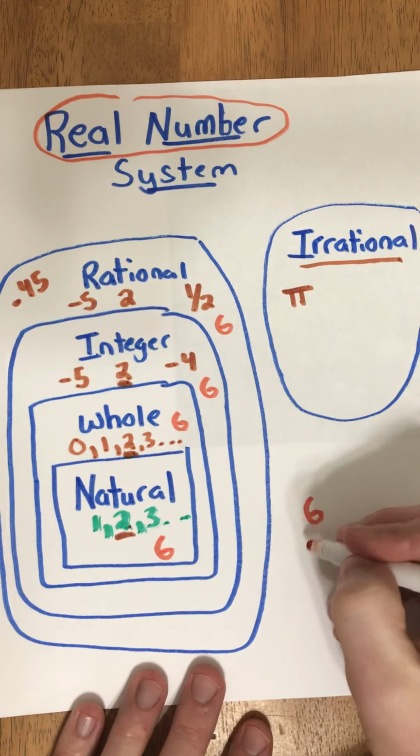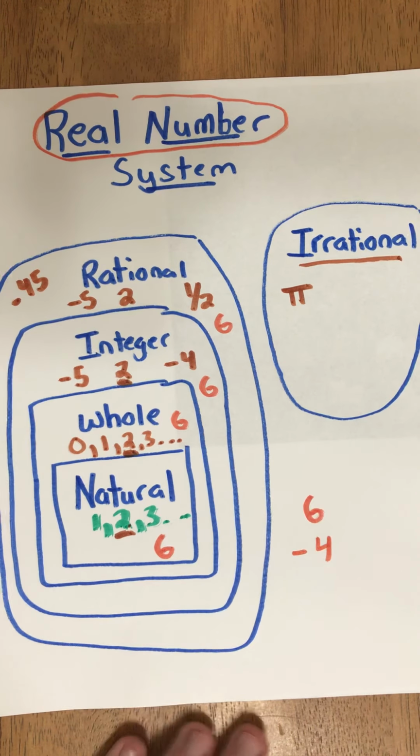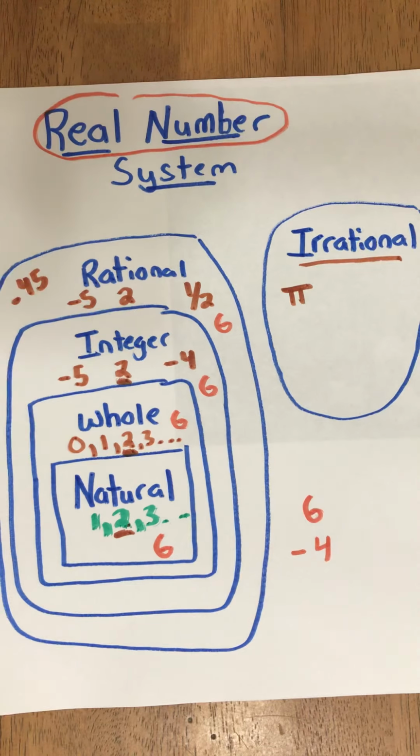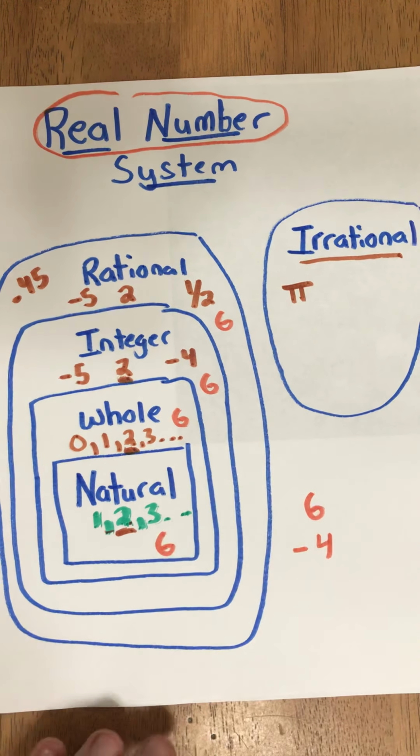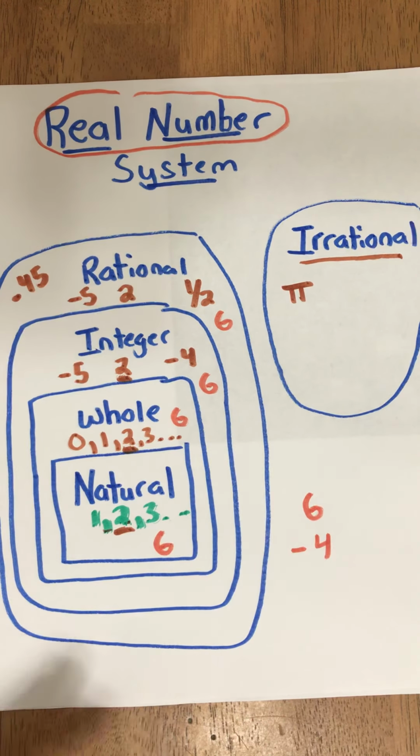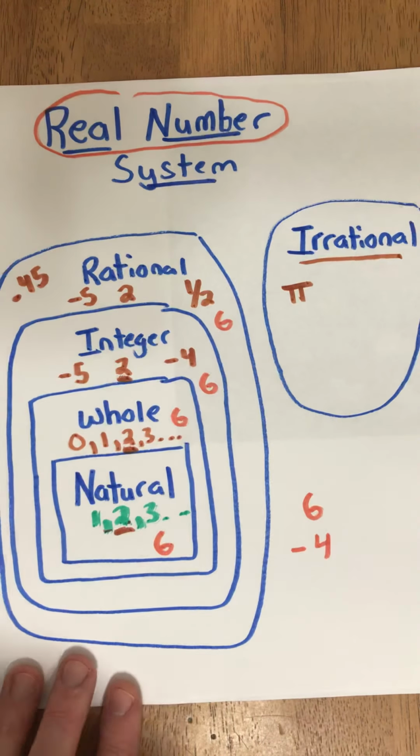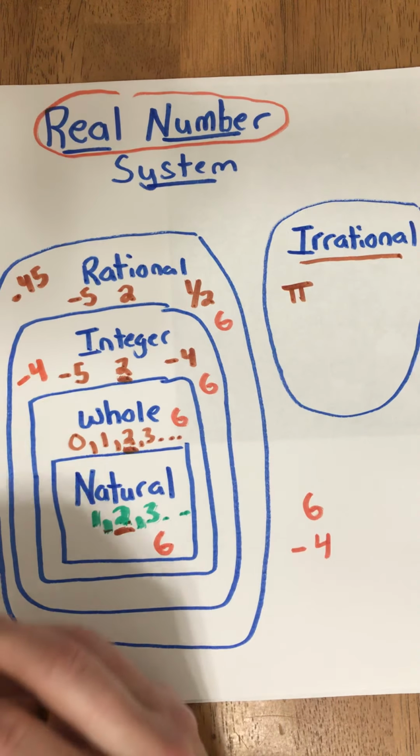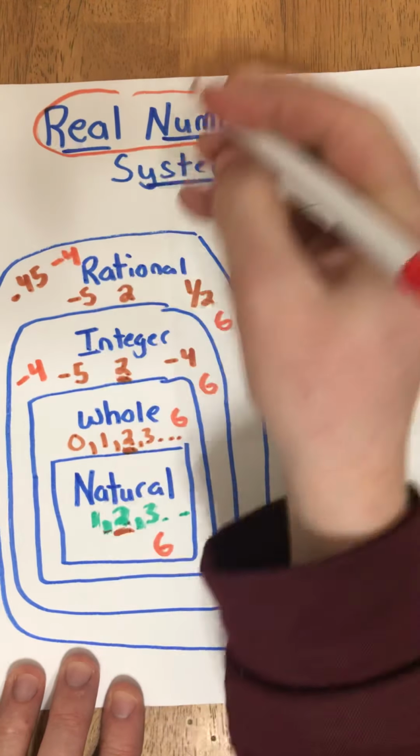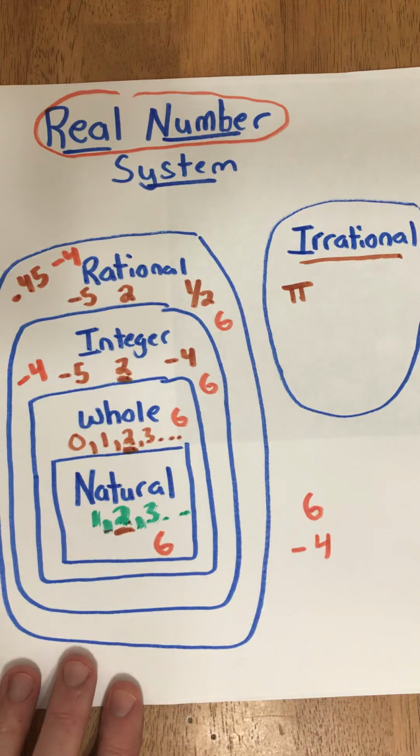All right, next I'm going to give you an example like -4. Now -4 is not natural. We didn't count going 1, 2, 3, -4. Okay, we count just with positive numbers. So -4 does not fit in there. -4 is also not a whole number. Whole number is just 0 in those positive counting numbers. -4 is, however, an integer. It's a negative whole number. So we're going to put that here. And if it's an integer, it also means it's rational and it's real. So -4 would be an integer, rational, and real.